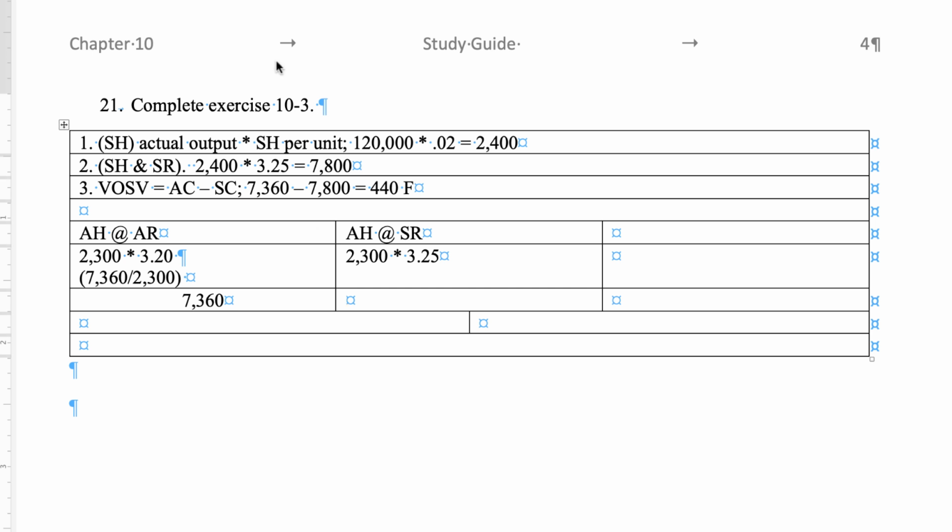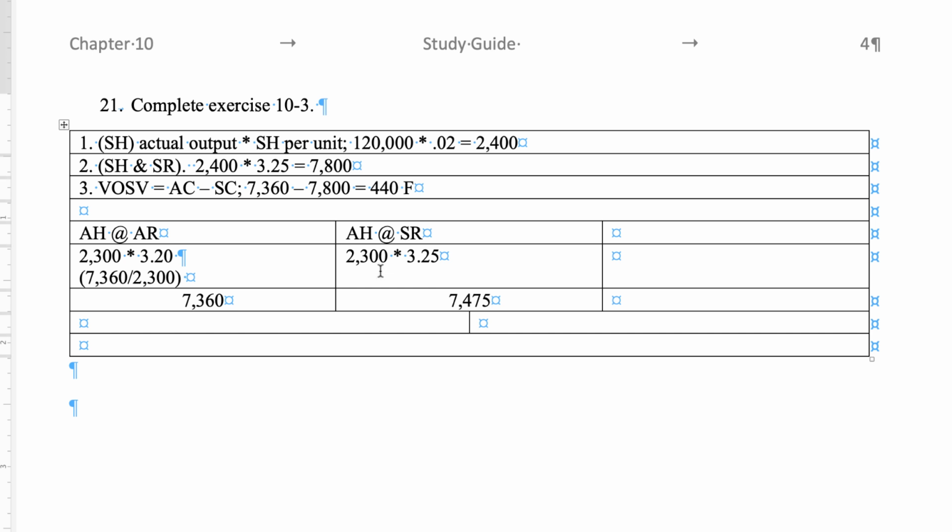So that means that actual hours at the standard rate should be 7,475. Okay, so looking at keeping the hours constant, we're looking at the difference in the rate. So right off the bat, we know we're favorable. How do you know you're favorable? Well, we actually used 3.20. We should have used 3 1/4 or $3.25. So I can take that 5 cents and multiply it by 2,300 hours, and that gives me my answer.